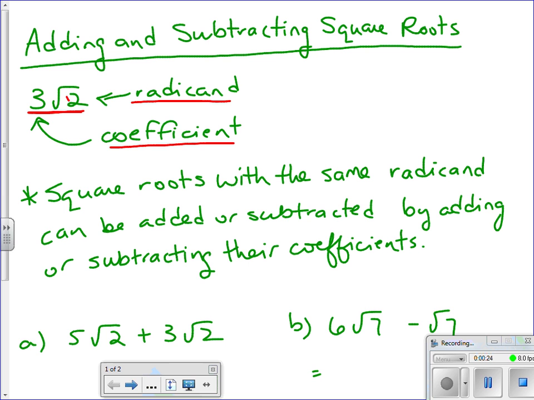is called the coefficient. Okay, so we can take square roots or radicals and we can add and subtract them if they have the same radicand, then we can add or subtract their coefficients to combine them. Okay, we can only add or subtract them if the radicand, or the number under the radical symbol, is equal. So you're going to see a lot of similarities here to working with fractions when we're working with radicals. Okay, so I've got 2 examples down here.